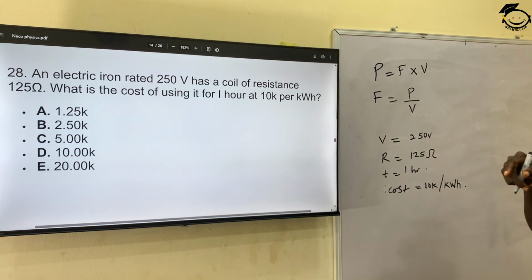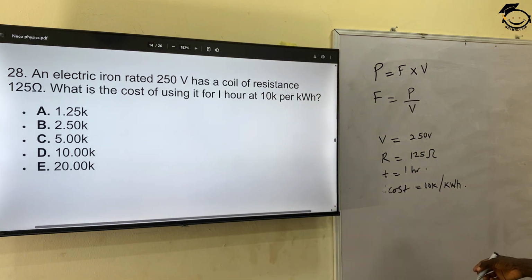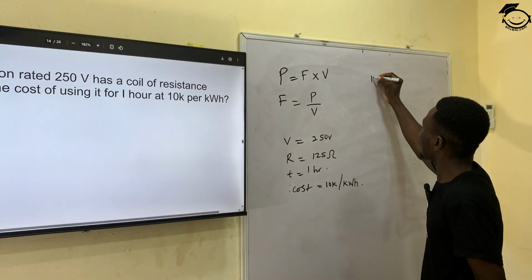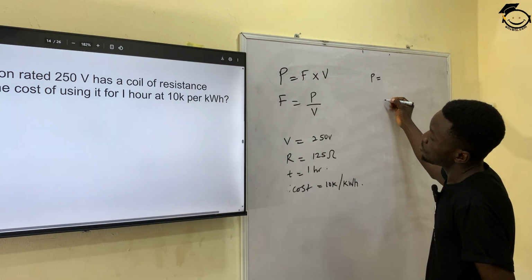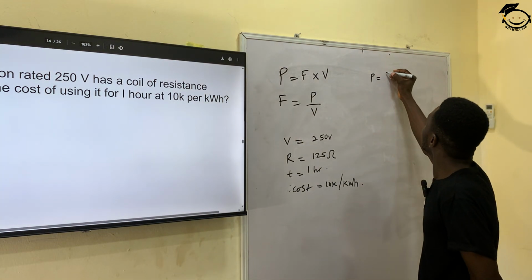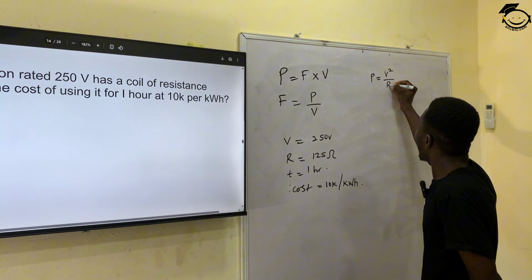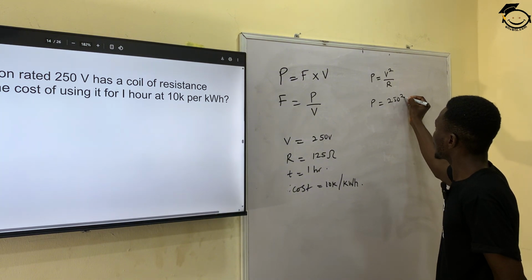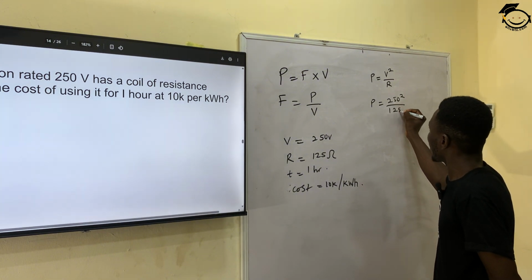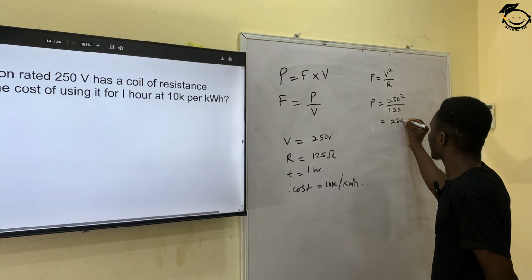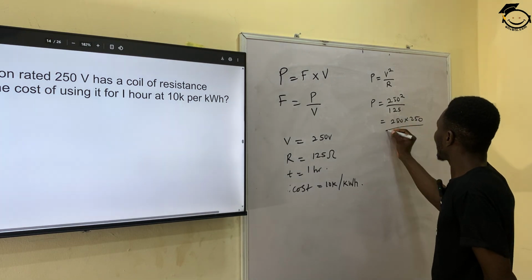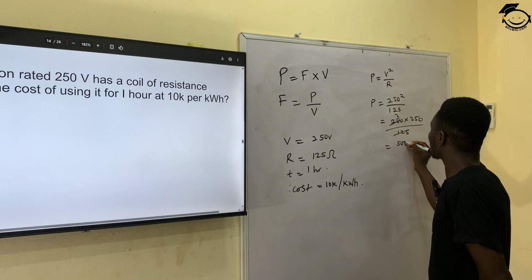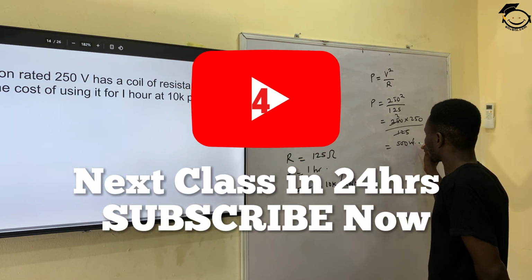So we are asked to find the cost per kilowatt for using it for 1 hour. For us to do that, we have to first find the amount of power that was consumed in kilowatt hour. So the power here is V squared over R. That's the formula we're using. So my power here is 250 squared over 125, and that will give me 250 times 250 divided by 125. This will cancel this and give me 2, and that will give me 500 watts.